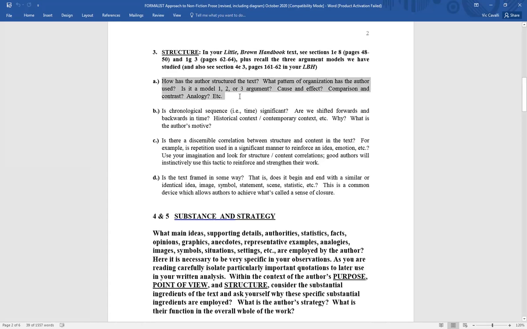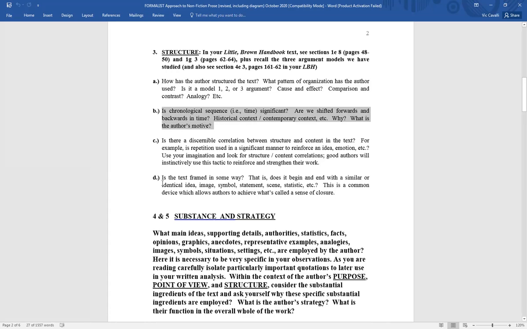A, B, C, and D, what pattern of organization? Is it a model 1, 2, or 3 argument? Is it cause and effect, comparison and contrast? I think in this case, we have an argument, but it's certainly cause and effect. That's what she's arguing: music cannot cause action. Is time significant? Is there a discernible correlation between structure and content? Is the text framed in some way?